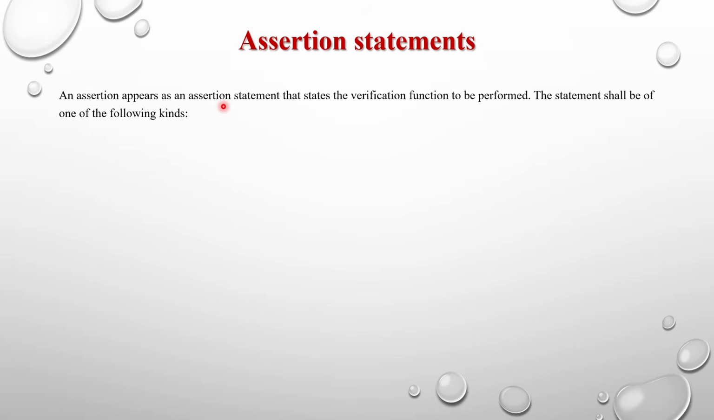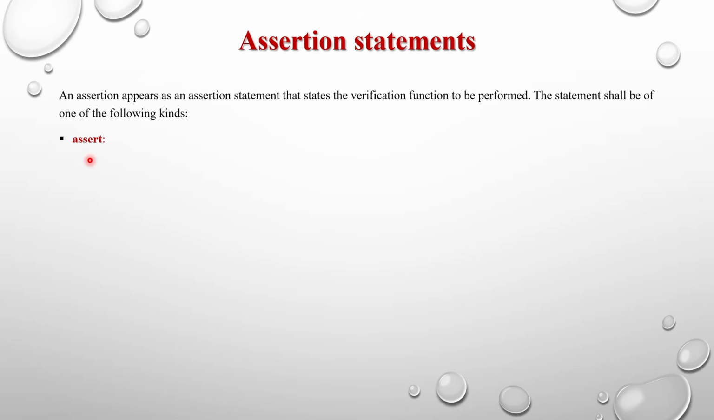So now we will see assertion statements. An assertion appears as an assertion statement that states the verification function to be performed. That means we can define and verify the design functionality by using assertion statements. There are 4 assertion statements: assert, assume, cover, and restrict. In this video, I'll be focusing more on assert statements. We'll see them one by one.